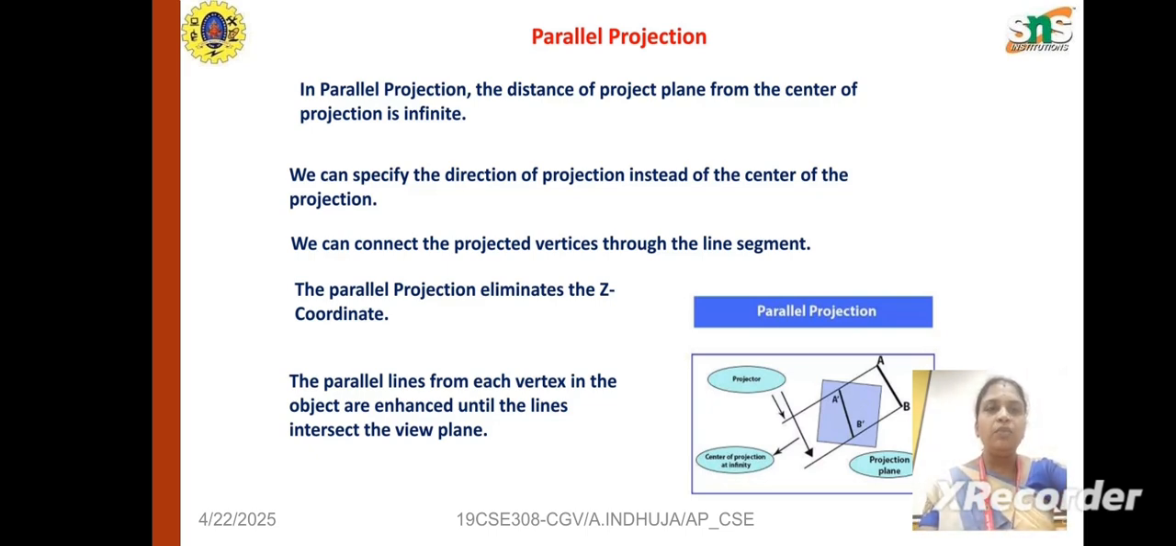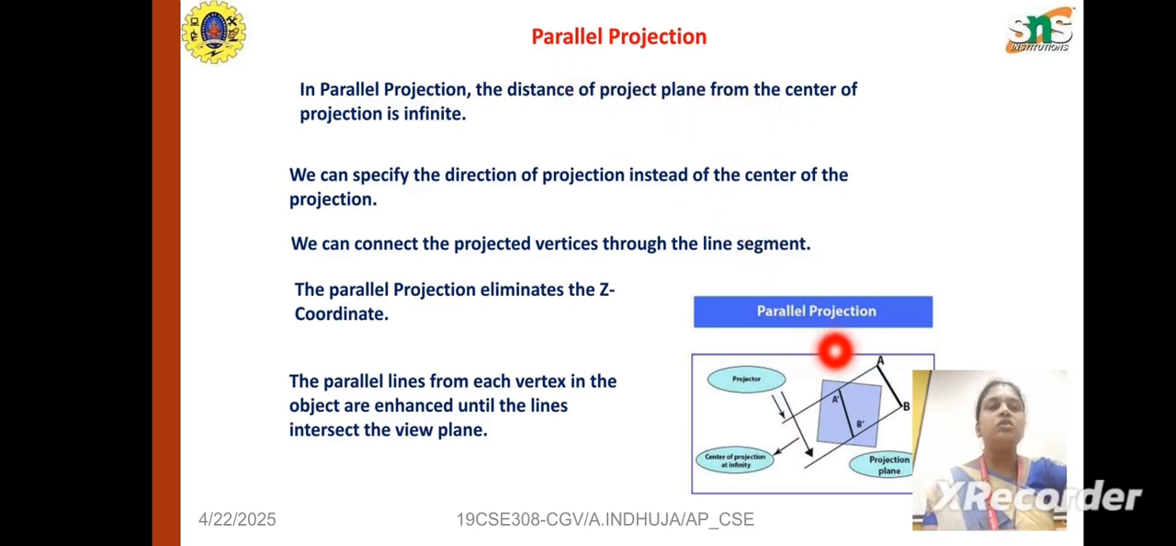In parallel projection, the distance of the projection plane from the center of projection is infinite. Consider this diagram. My object is somewhere else, and my view plane, that is the projection plane, is somewhere else. I'm going to project my object's vertices onto the screen. The distance between the projection plane and the center of projection is infinite.